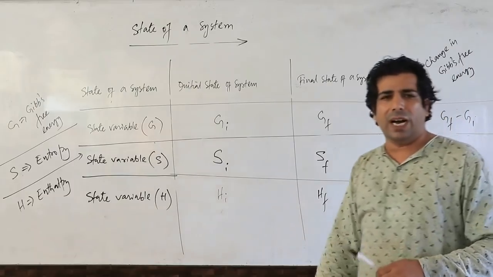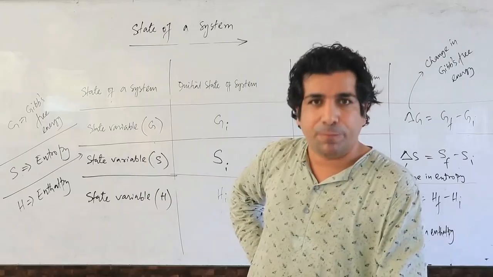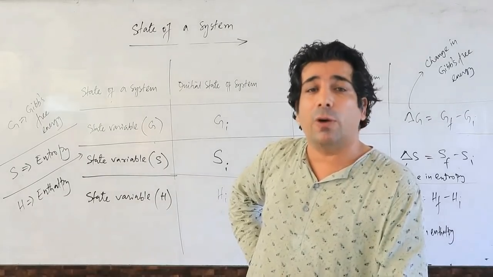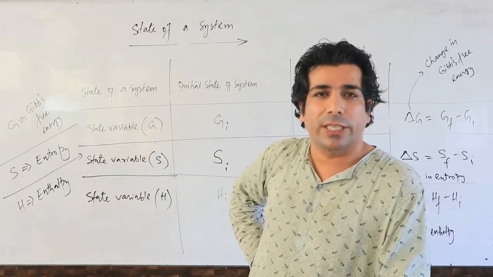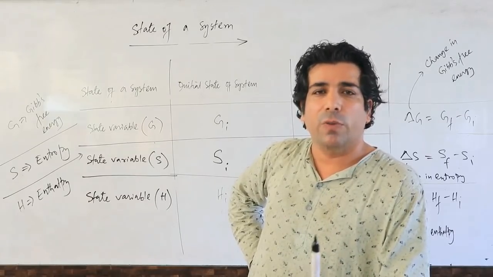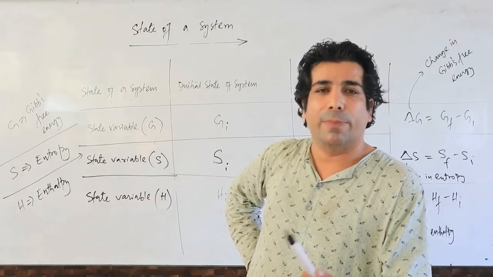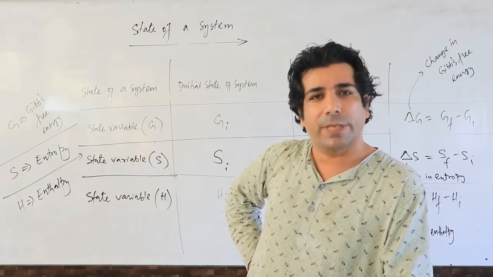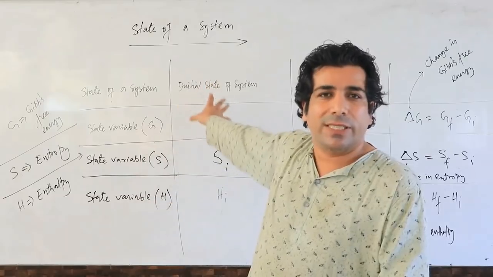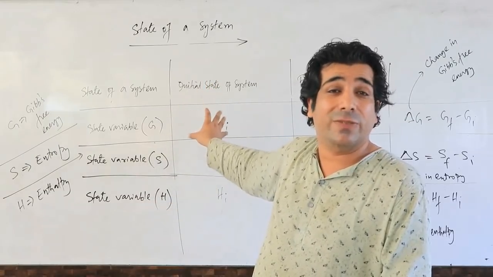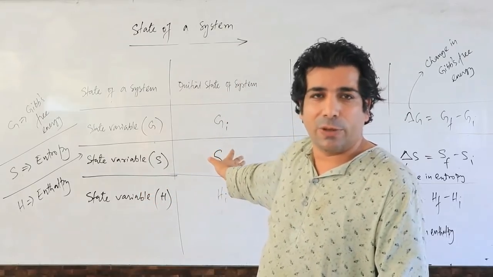Now, how do we change the entropy, how do we change the Gibbs free energy, how do we change the enthalpy, how do we change temperature, pressure, volume? That will be our point of discussion in this chapter. Right now we are only discussing that if you change a state variable like pressure, temperature, volume, internal energy, or even enthalpy, entropy, Gibbs free energy, the thermodynamic state of the system will also change from initial to final. So please make note of this.